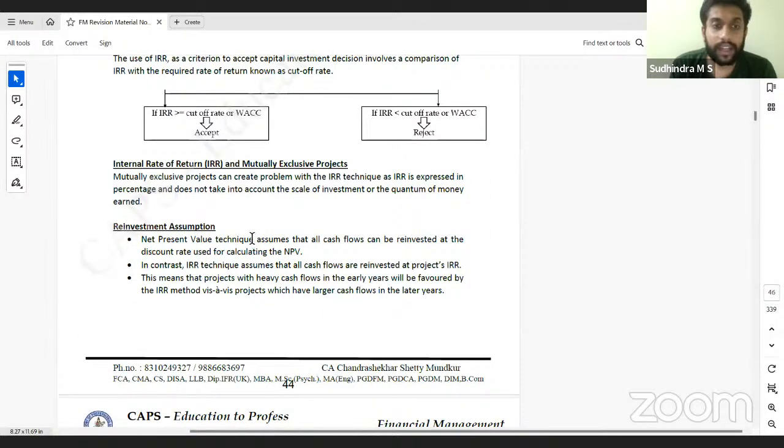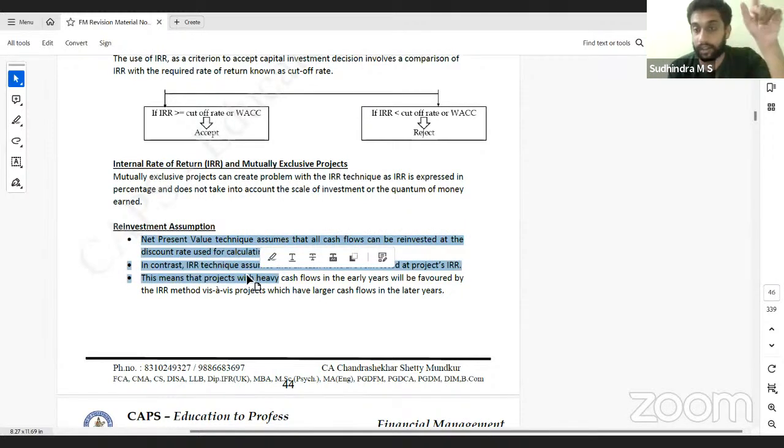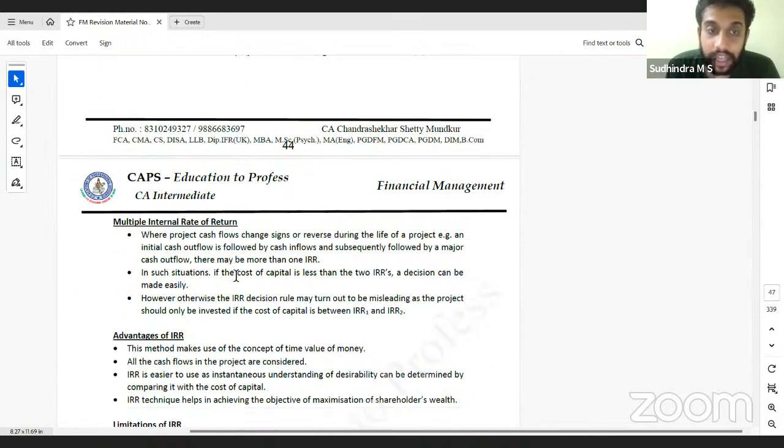Then reinvestment assumptions. Now, normally in both IRR and NPV discussion, it is assumed that whatever profits or cash flow that we are earning is reinvested in the business. At what rate is it reinvested? In the NPV concept, it assumes that it is reinvested at the discount rate, whereas in the IRR concept, it is presumed that it is invested at IRR. It is invested at IRR, right? So that's the difference between NPV and IRR. The reinvestment assumption is different.